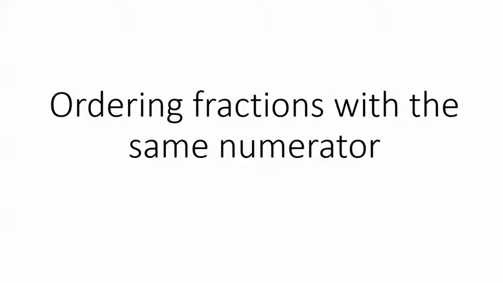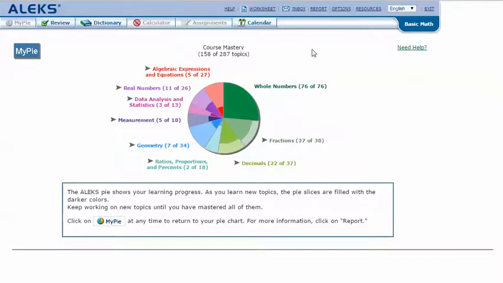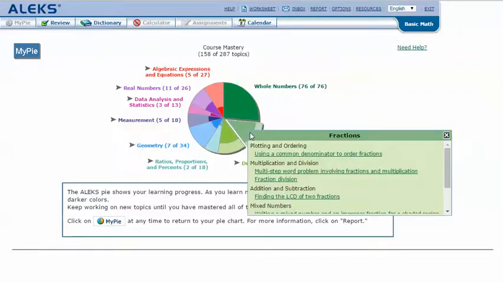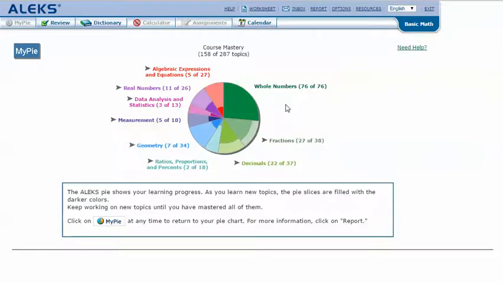Ordering fractions with the same numerator. In your ALEKS Pi, mouse over the light green slice Fractions to reveal the drop-down list of topics you need to cover. Click on Ordering Fractions with the Same Numerator.